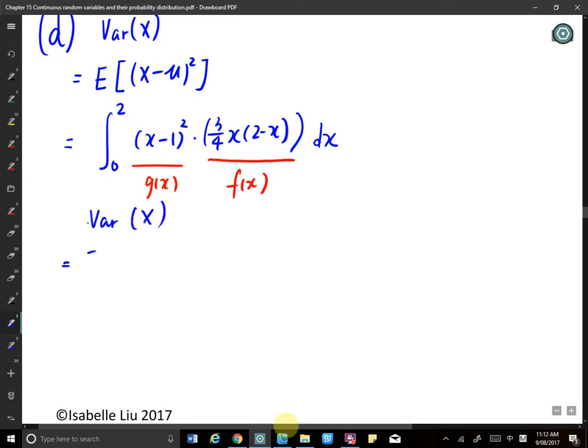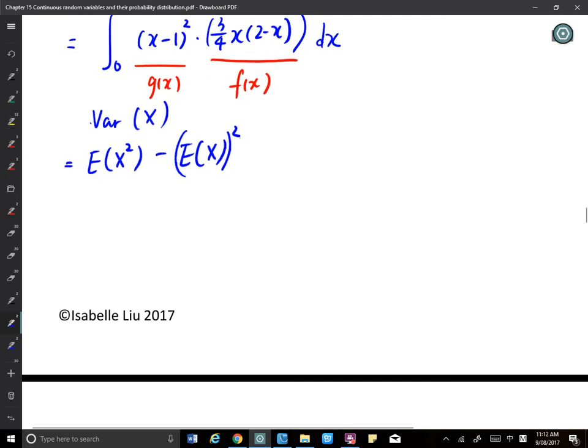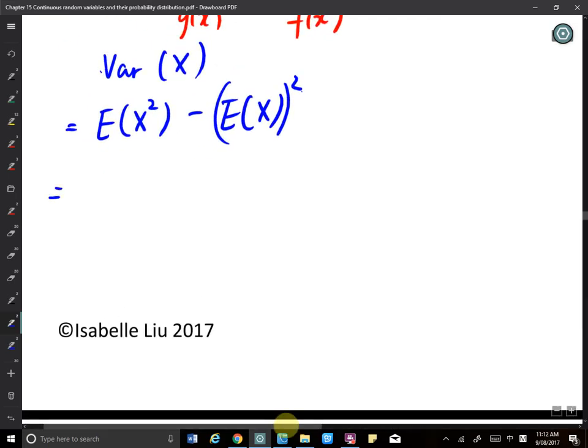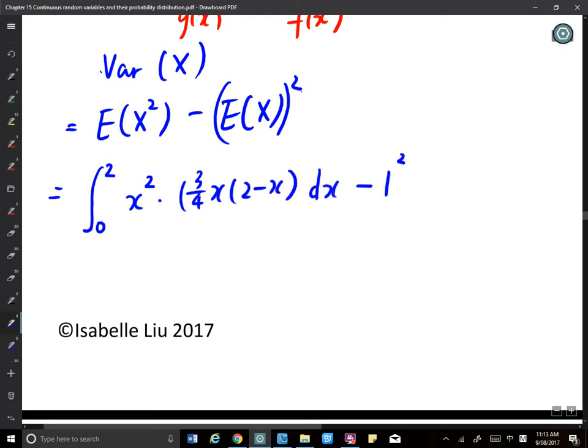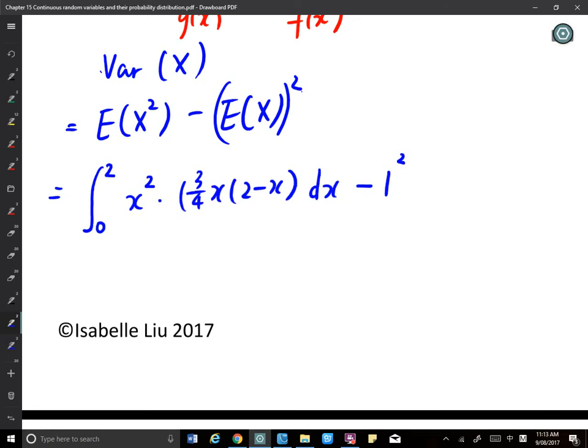Okay, variance of x. It is also equal to that. What I will have is the integral from 0 to 2 of x squared times 3 over 4 x times (2 minus x) dx, and minus 1 squared. The gx in this case will be x squared.